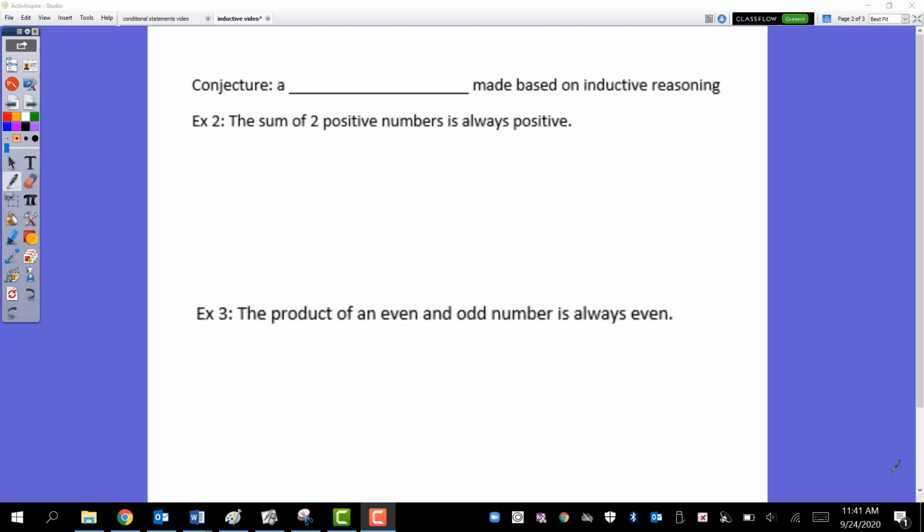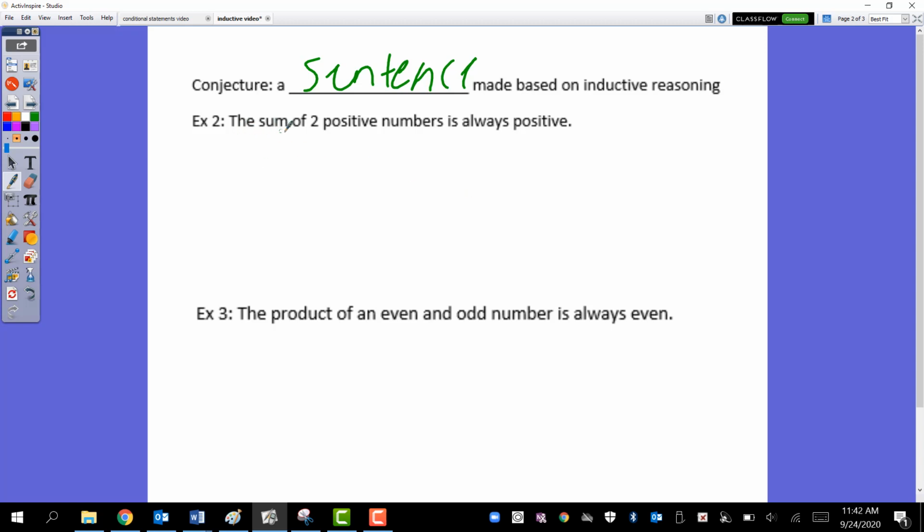Okay, the next part of the notes is conjecture. A conjecture is just a fancy word for a sentence made based on inductive reasoning. Most of the time they're going to be giving you the sentence, and you just have to give examples that support this sentence.